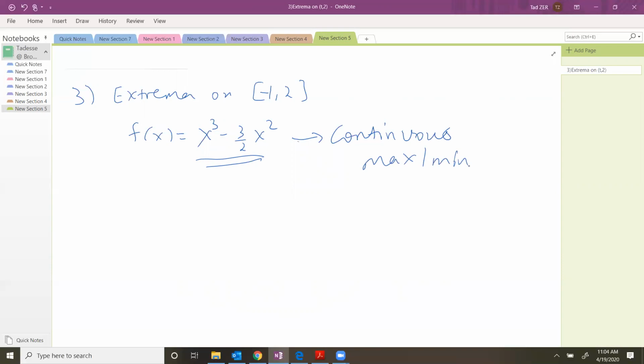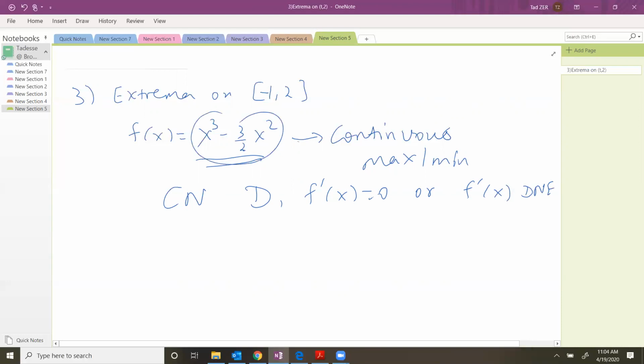First, we need to find what is called a critical number. So what is a critical number? A critical number is a number in the domain where the derivative is 0 or the derivative does not exist. I will repeat it again. Critical number: a number in the domain where the derivative is 0 or the derivative does not exist. That's what the critical number is. In this case, because it's a polynomial, the domain is negative infinity to infinity. So anything where the derivative is 0 or does not exist will be a critical number.